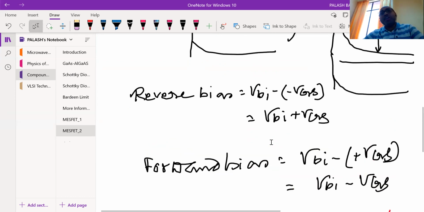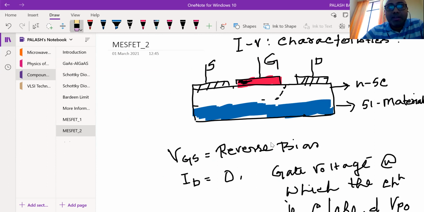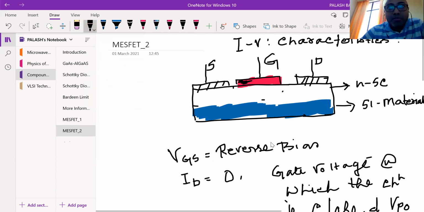So in general we are writing this. If someone asks what the potential drop is, this is true here also. I am just drawing it nicely. What is the voltage drop, the potential drop across this? See, you can write VBI minus, sorry.